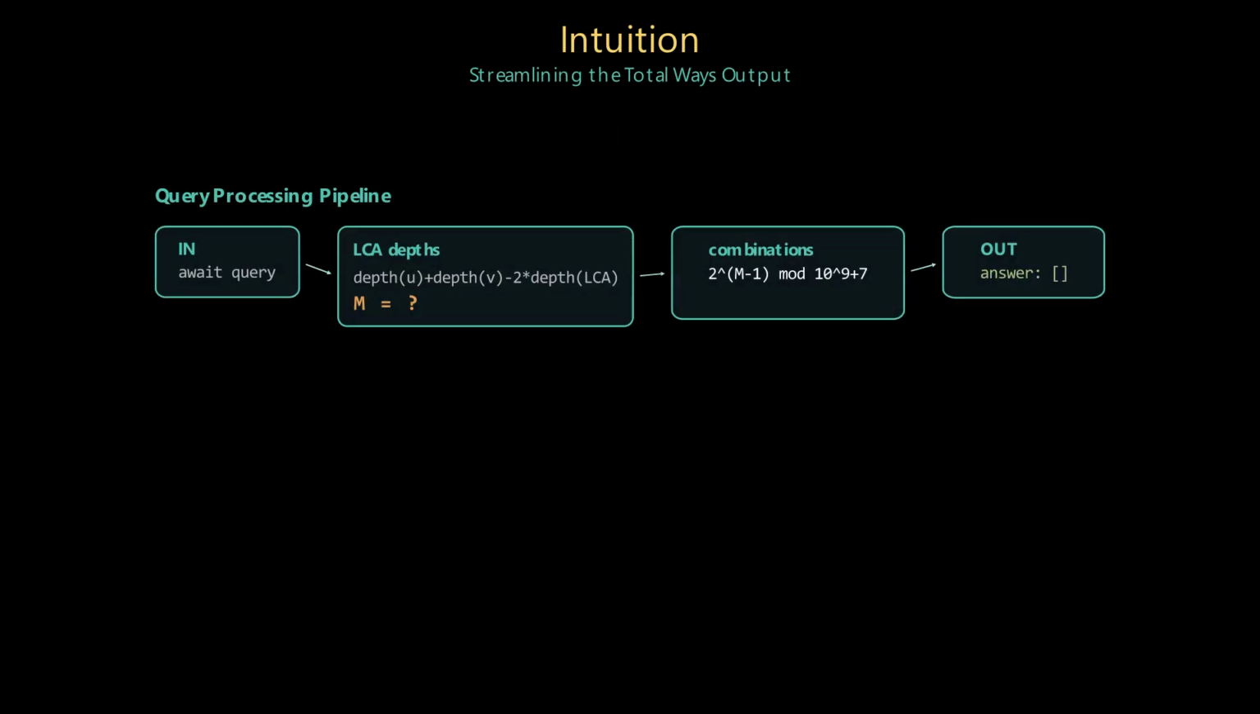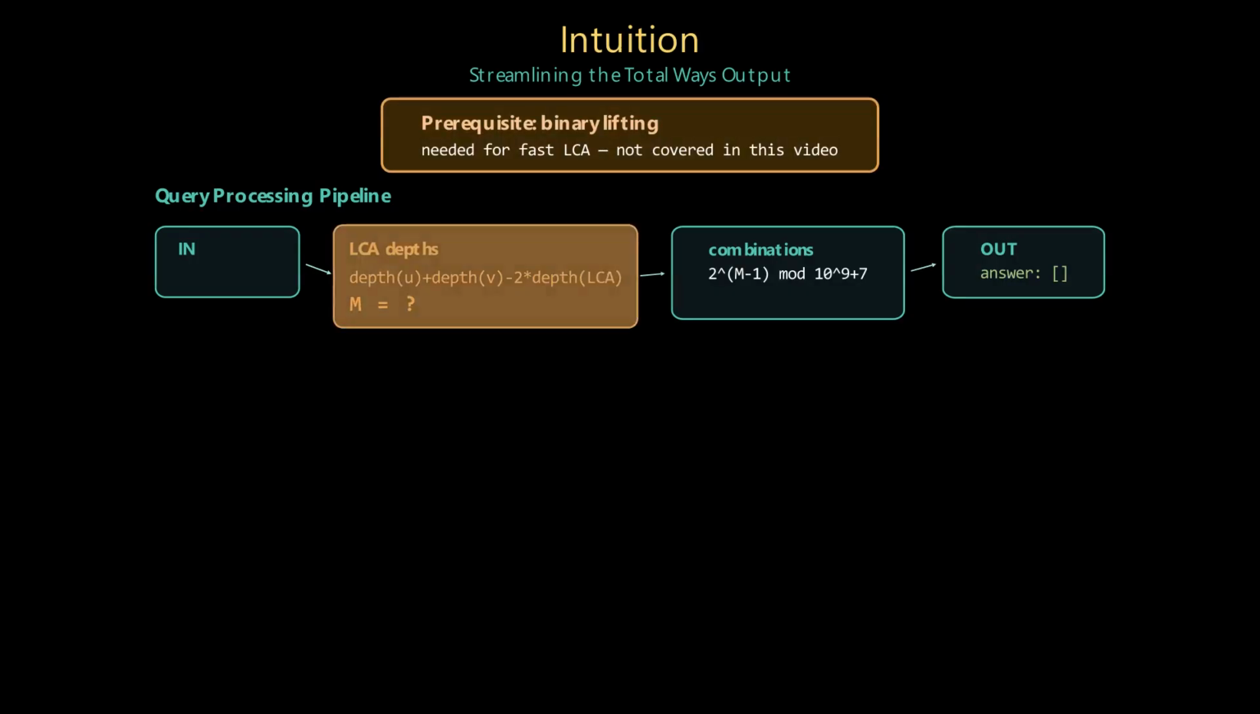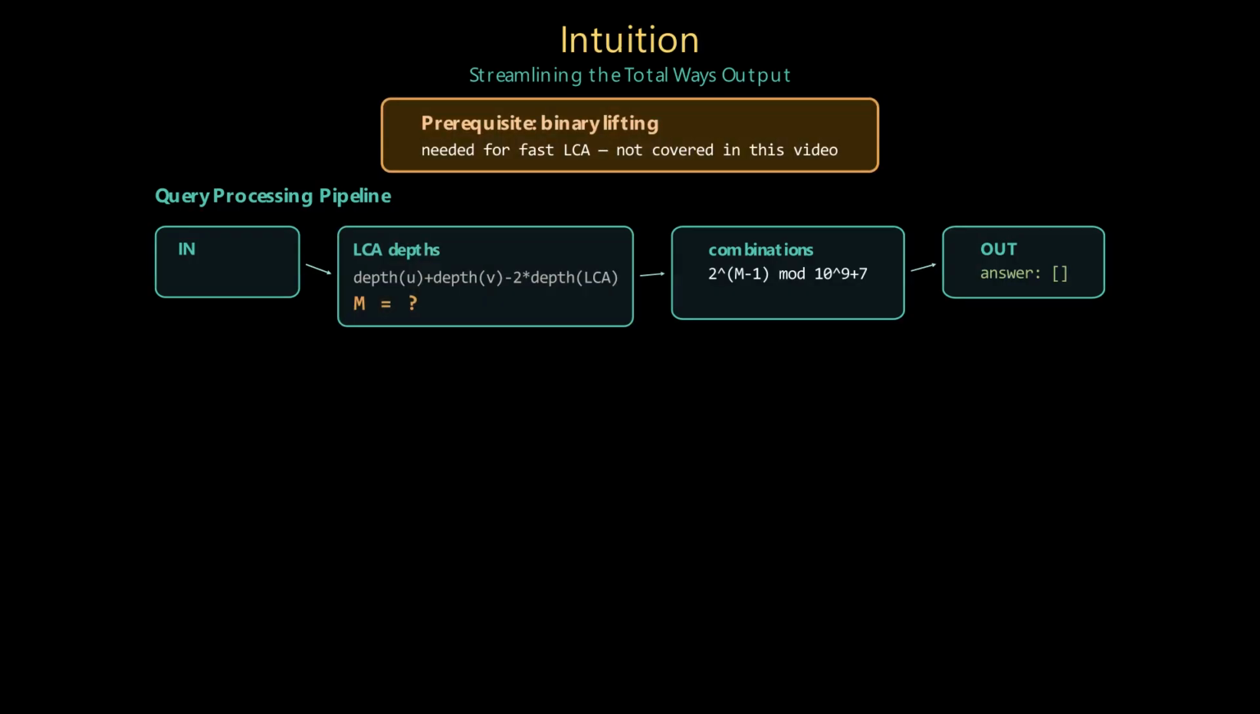Every query walks 4 boxes from left to right. First, a query pair enters the input box. Next, the LCA box finds path length m from node depths. Binary lifting powers that LCA step, prerequisite topic, not taught here. Then the combinations box evaluates 2 to the m-1, mod 1,000,000,007. Finally, the output box stores the answer.